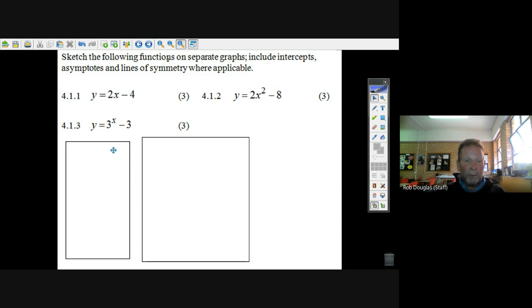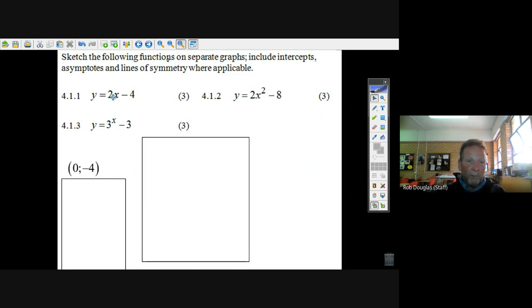Now, the next thing we do is we find the y-intercept. Let x equal 0. Well, if x is 0, 2 times 0 is 0. Y is minus 4. So 0 and minus 4 is the y-intercept. The next thing we do with functions is we let y equal 0, and then we solve the equation. Let y equal 0. Add 4, you get 2x equals 4. Divide both sides by 2. X equals 2.